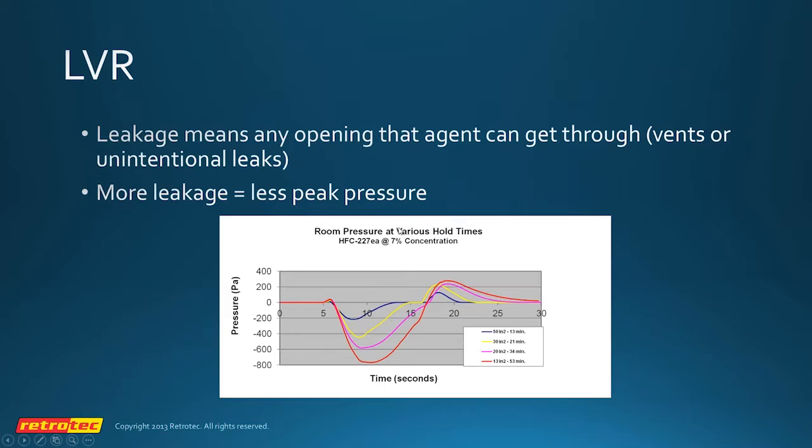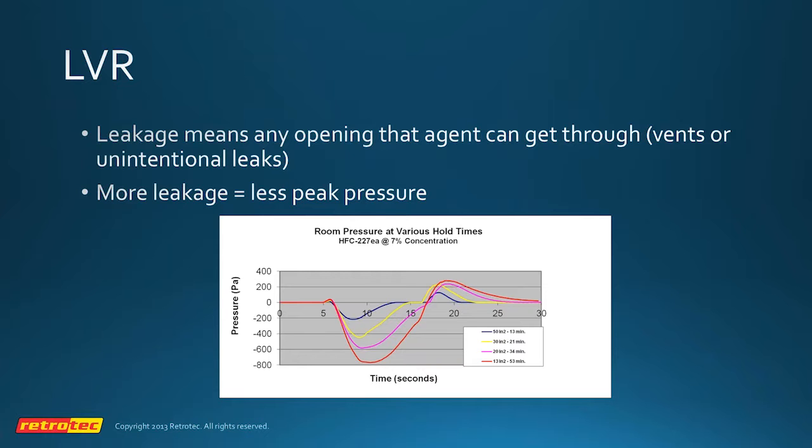So the leak to volume ratio is the prime determinant of the peak pressure, and in this particular slide we show different leakage rates, and in the study what we would do is to vary the leakage of the enclosure and have one discharge after another to find out what the peak pressure was.